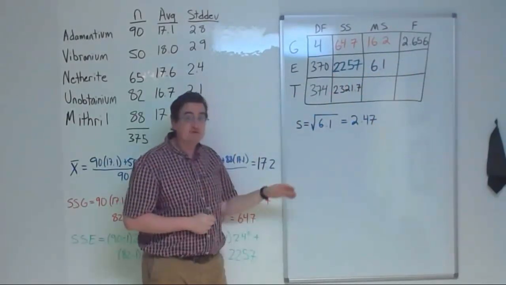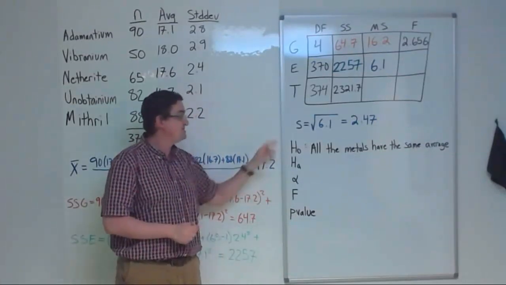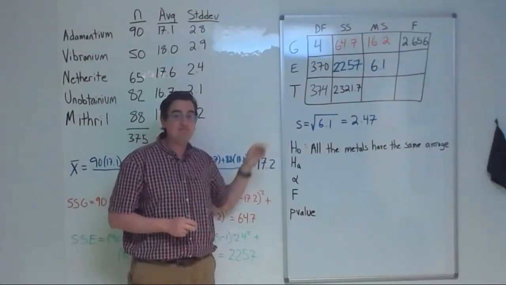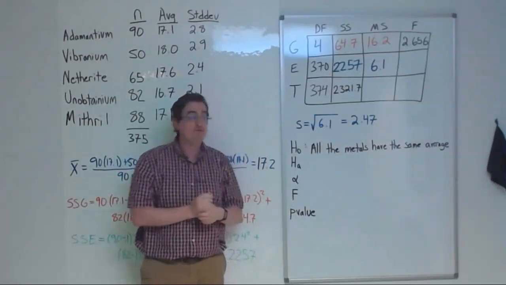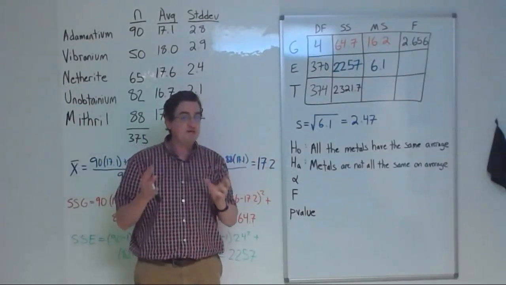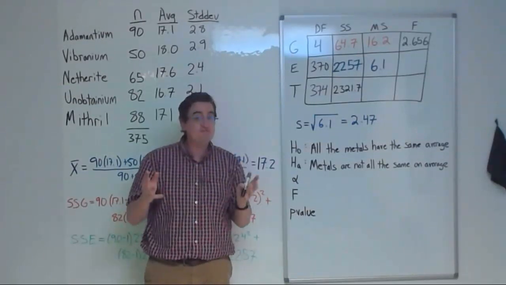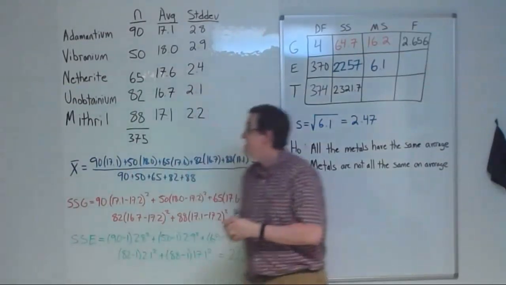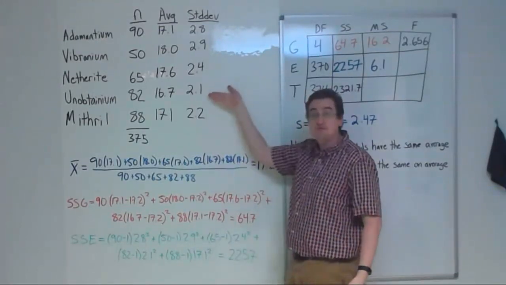Now we can do the rest of our hypothesis test, starting with our null hypothesis, which says all the metals have the same average. In other words, mu1 equals mu2 equals mu3 equals mu4 equals mu5. The alternative says that all the metals are not the same on average. And be careful here, there's a temptation to say they're all different, but they might not all be different. It might be that 4 of them are the same and it's only this one that's different.